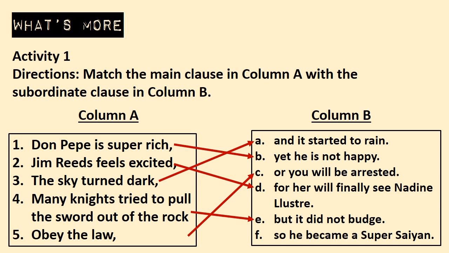Activity 1. Directions. Match the main clause in column A with the subordinate clause in column B. 1. Don Pepe is super rich, yet he is not happy. 2. Jim feels excited, for he will finally see Nadine Lustre. 3. The sky turned dark, and it started to rain. 4. Many knights tried to pull the sword out of the rock, but it did not budge. 5. Obey the law, or you will be arrested.